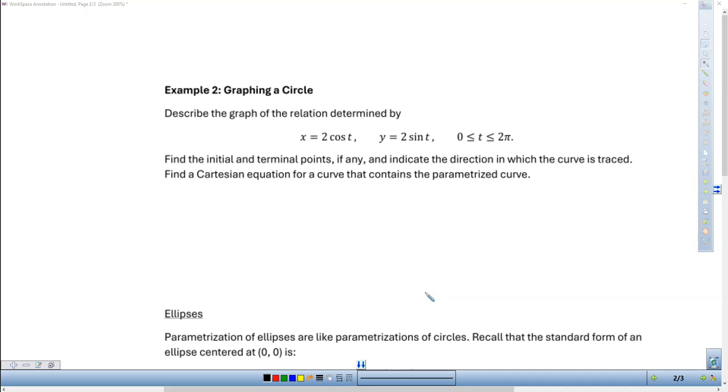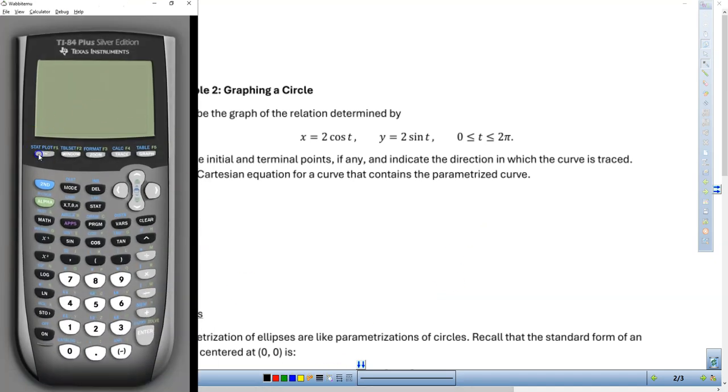So here our graph of the relation has been determined by x equals 2 cosine t, y equals 2 sine t, from 0 less than or equal to t, which is less than or equal to 2 pi. So what we need to do here is find the initial and the terminal points, if there are any, and indicate the direction in which the curve is traced. And then, of course, we want to find the Cartesian equation for a curve which contains that parameterized curve. So much like before, let's go ahead and head to our graphing calculator.